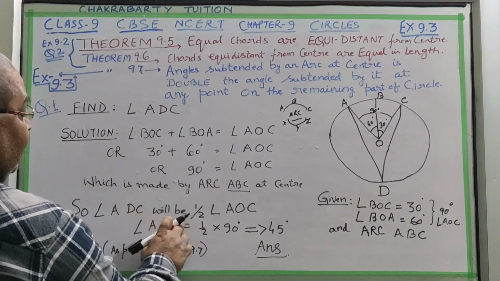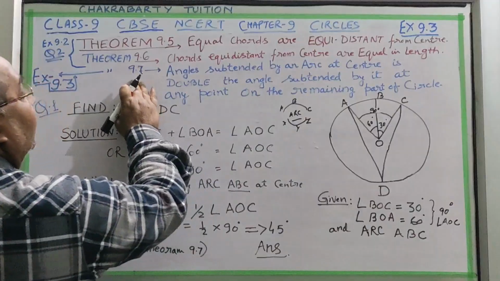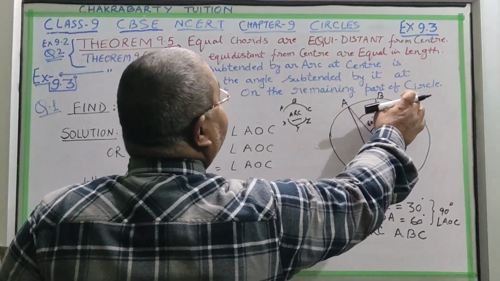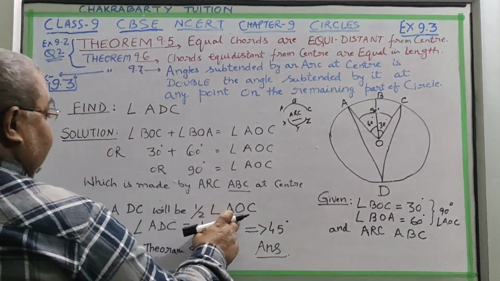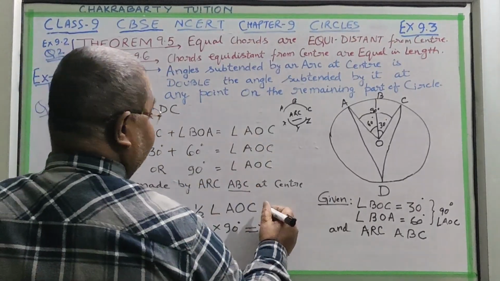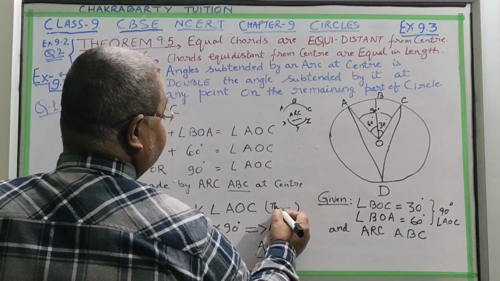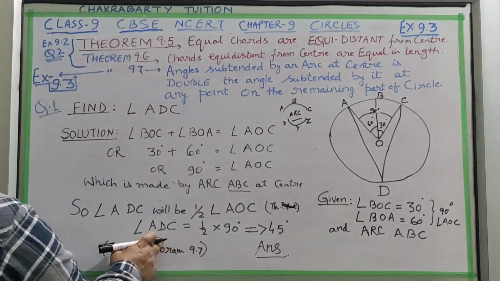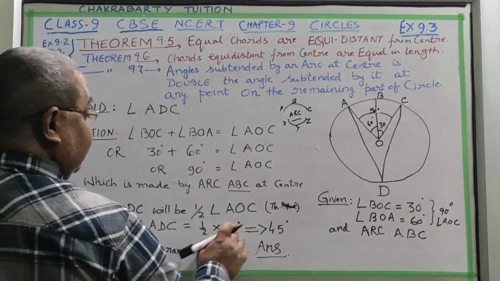So angle ADC will be half of angle AOC, because our theorem says the angle subtended by an arc at the center is double the angle subtended by it at any point on the remaining part of the circle. This you have to write. ADC will be half of AOC. You can write this theorem here, repeat the lines here. Then angle ADC will be half of 90 degrees, which means 45 degrees, as per theorem 9.7.